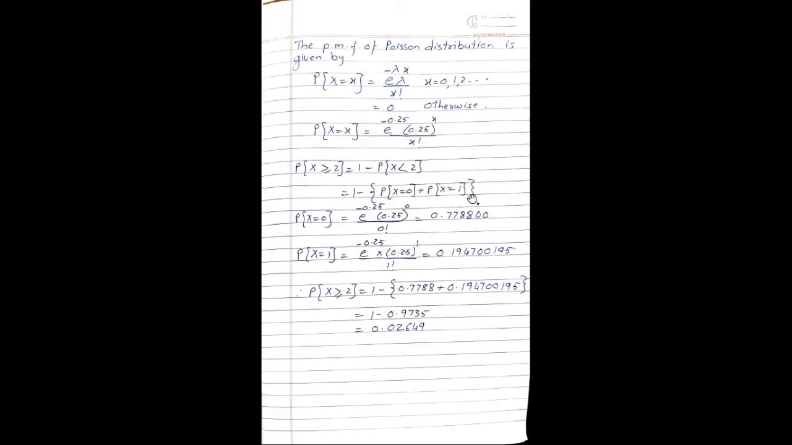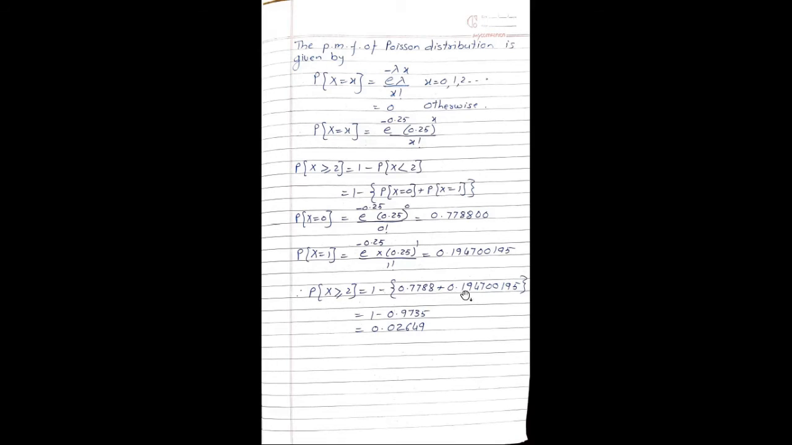So let us see how to find probability X is equal to 0. e raised to minus 0.25, 0.25 raised to 0 upon 0 factorial. So the answer is 0.778800 because 0.25 raised to 0 is 1 and 0 factorial is also 1. Then probability X is equal to 1 is calculated as e raised to minus 0.25 into 0.25 raised to 1 upon 1 factorial. So if you multiply the first probability with 0.25, you are going to get the second answer, 0.194700195.